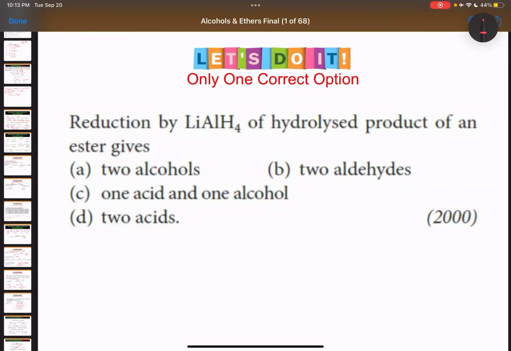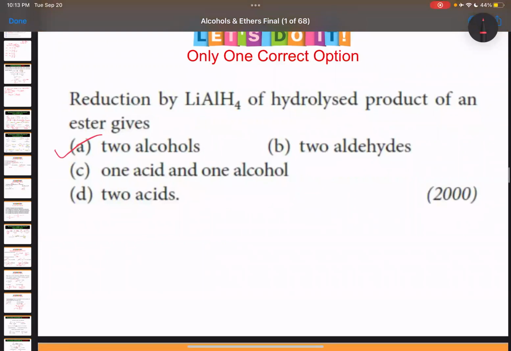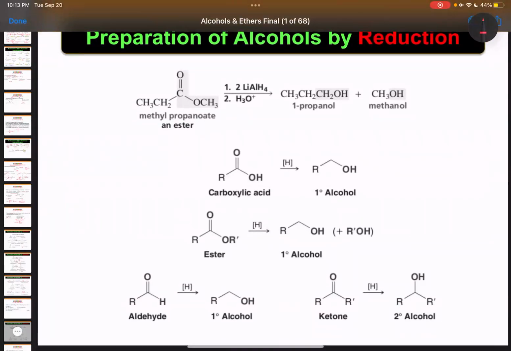Sir, A is two alcohols. Yeah, two alcohols. Correct. So you are going to get an ester. Ester will get reduced, and this is going to break away, and you are going to get two alcohols. The two alcohols may be same or different. You need to check the number of carbon atoms, that will help you to know whether they are same or different.